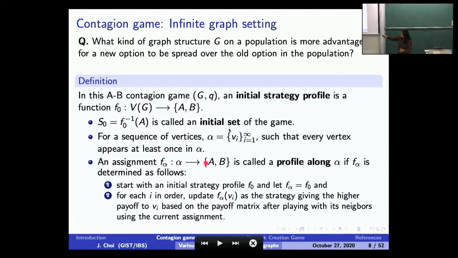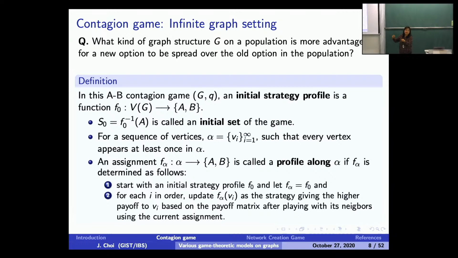Before the game starts, every vertex has only B, but now some vertices will take this innovation, and we call this an initial set. Then we define this profile as a sequence, like you said. That is just which vertex will play in which turn, so some vertices may play multiple times in some order.